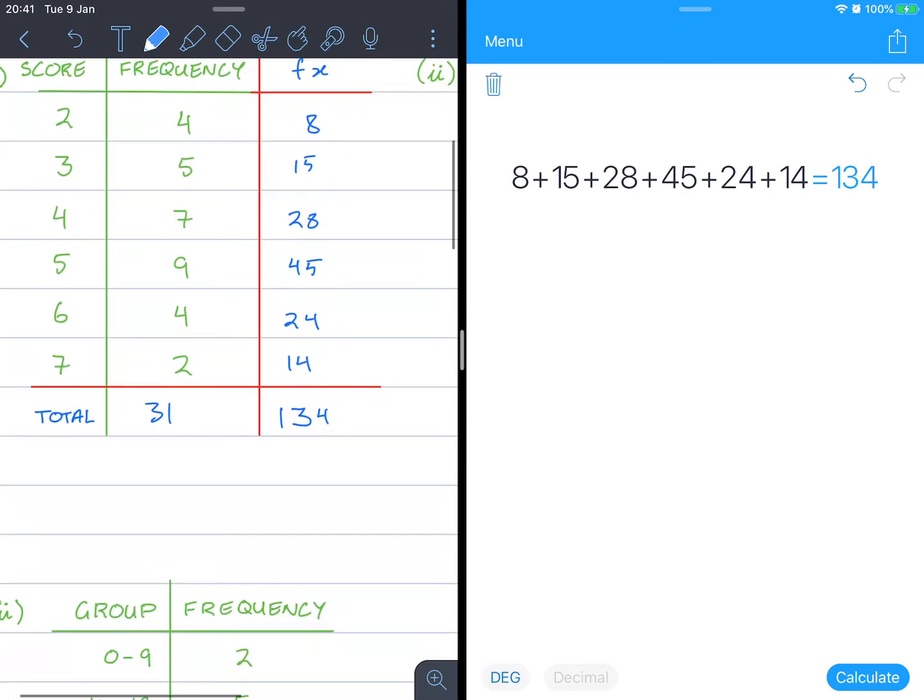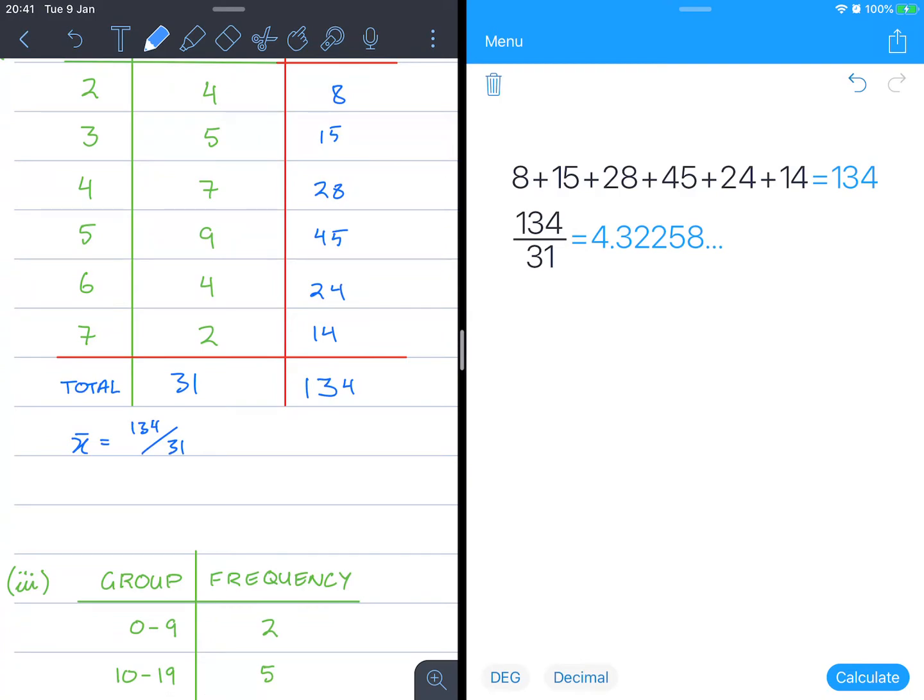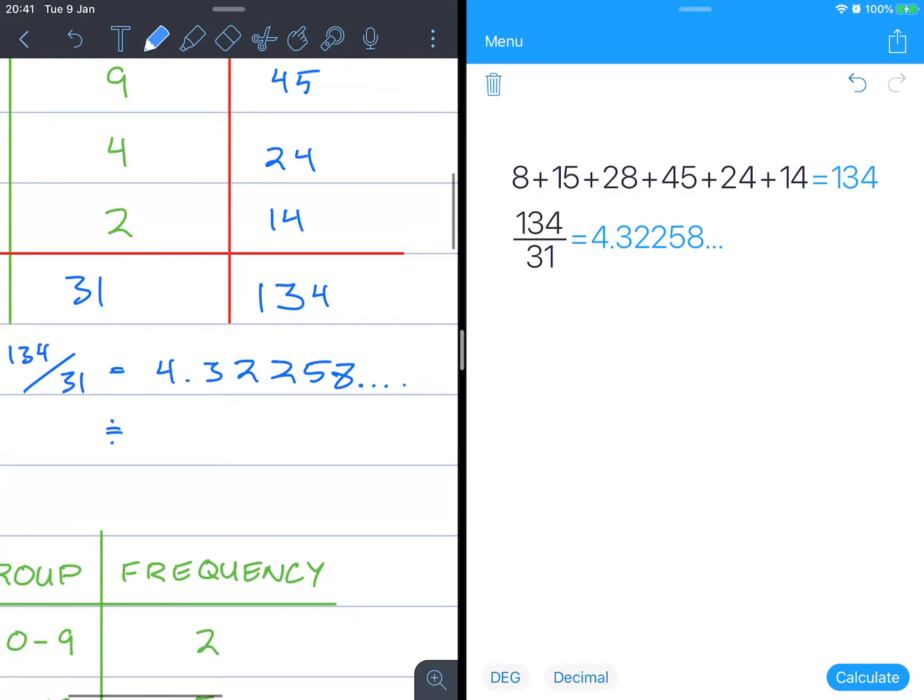Now to calculate the mean, we take the grand total of 134 and we divide it by 31. So 134 divided by 31 gives us a mean of 4.3228. We're just going to round this off to 2 decimal places for this one.